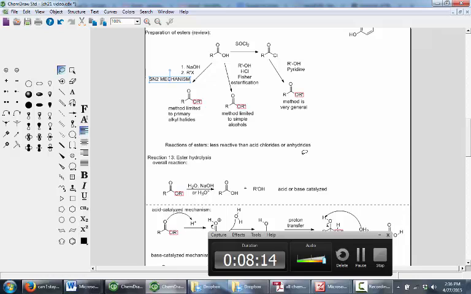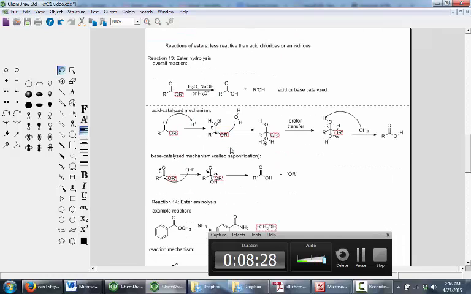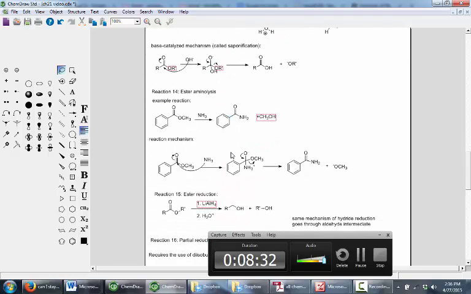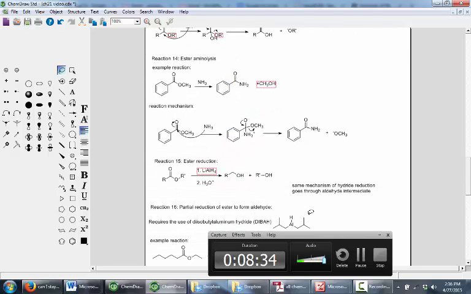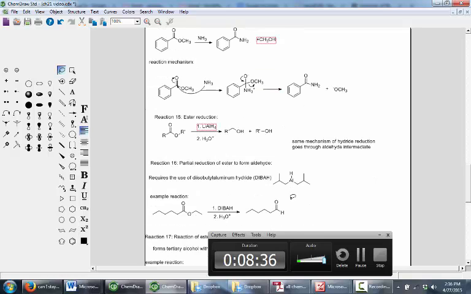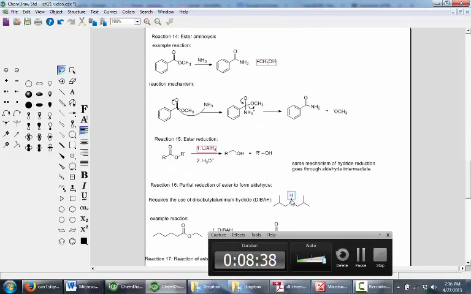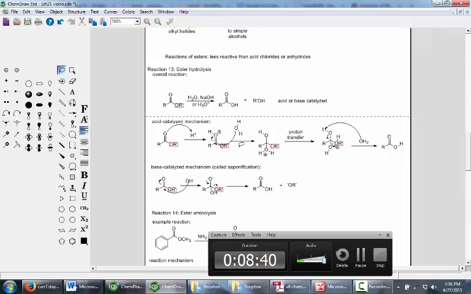When we talk about reacting the esters, for the most part, they react similarly to the acid chlorides and the acid anhydrides, but these now are less reactive than both the chlorides and the anhydrides, and they can undergo hydrolysis or aminolysis or reduction. Those are our three choices here in this case. Or Grignard reaction. Okay. So what do these esters do?